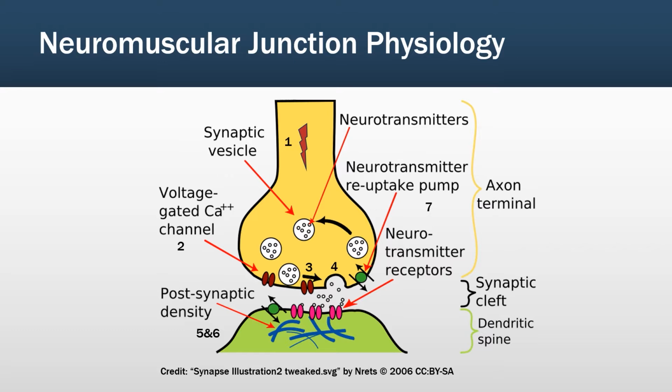Number 7, acetylcholine esterase degrades acetylcholine by cleaving it into acetyl and choline, and it allows for the reuptake and recycling of choline to produce more acetylcholine molecules. Its activity terminates the synaptic transmission.